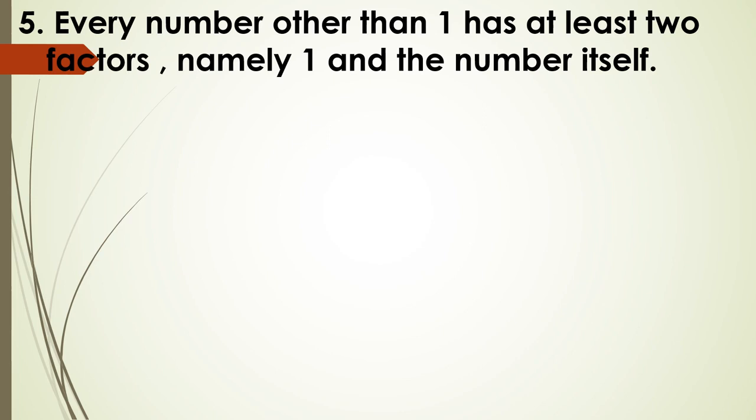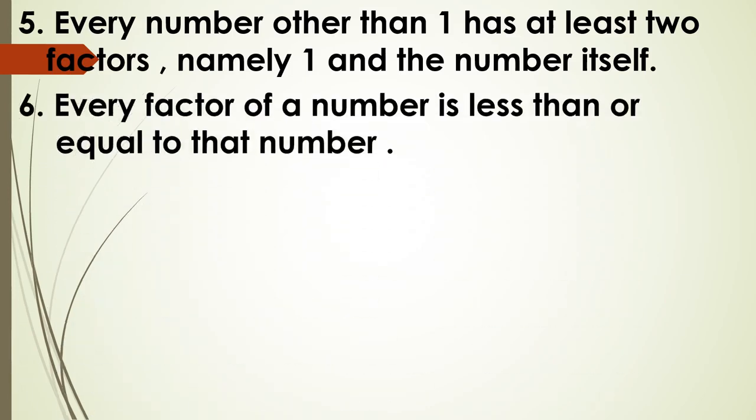Take any example, take 13. If we write down the factors of 13, 1 13s are 13. So 1 and 13 are the 2 factors of 13. No other factor is there, but 1 and 13 are there. So at least 2 factors are there for every number, 1 and the number itself.